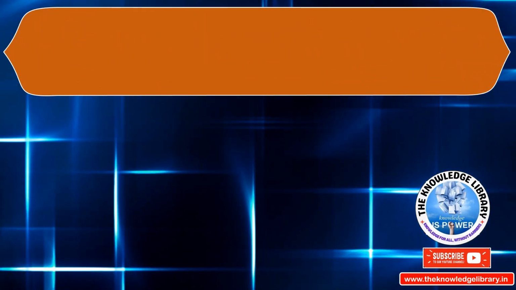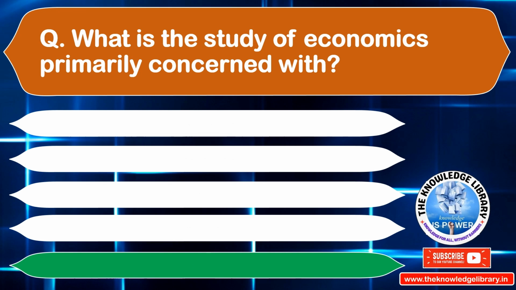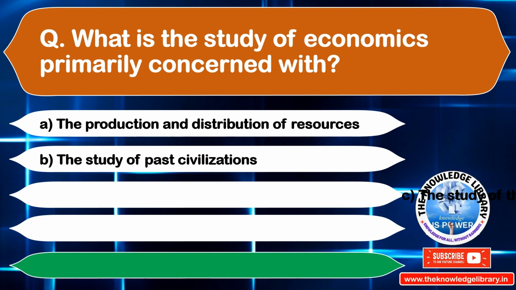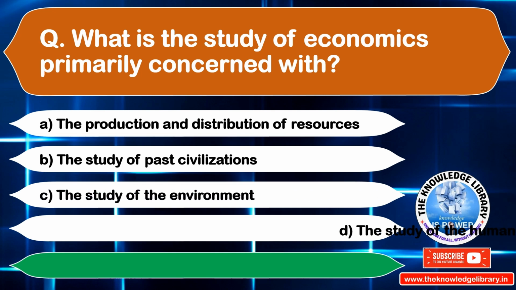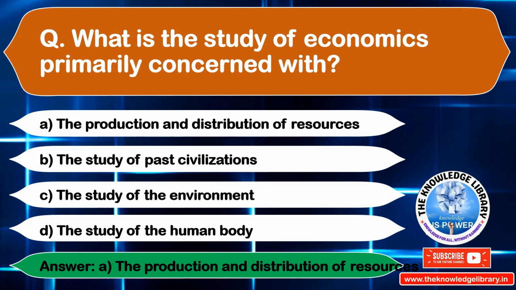The first question is, what is the study of economics primarily concerned with? Option A, the production and distribution of resources. Option B, the study of past civilizations. Option C, the study of environment. Option D, the study of human body. The correct answer is option A, the production and distribution of resources. Moving to the next question.